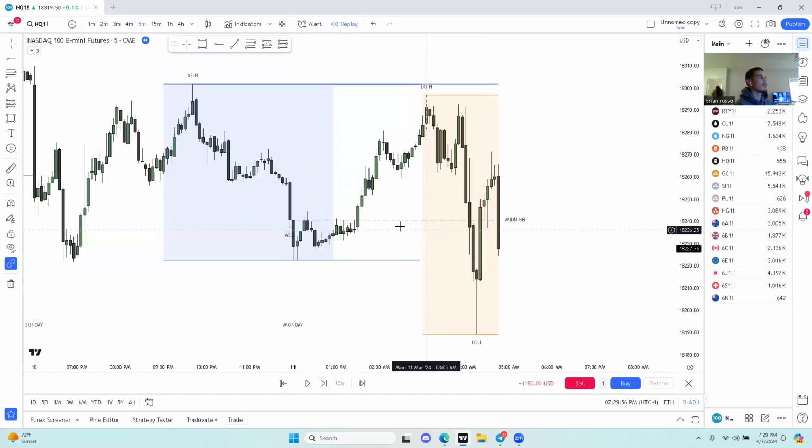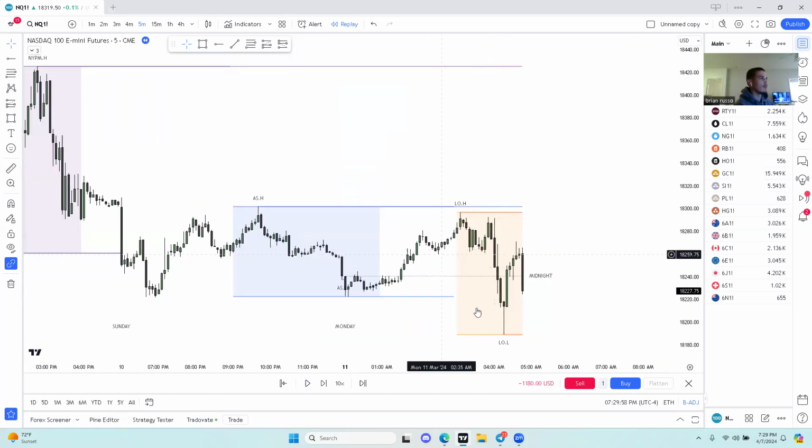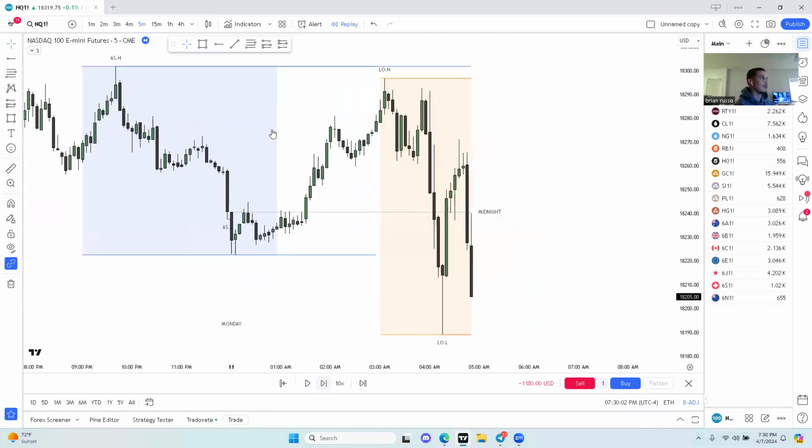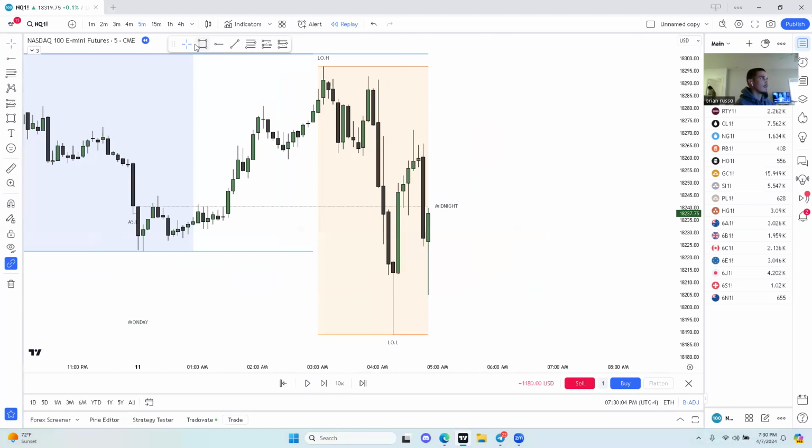And for those of you that don't know, this is TradingView. We're on replay mode. We're going back in time and testing our strategy back in time. So that's basically what I'm doing. And we might get a nice long right here. This isn't bad if we get it.